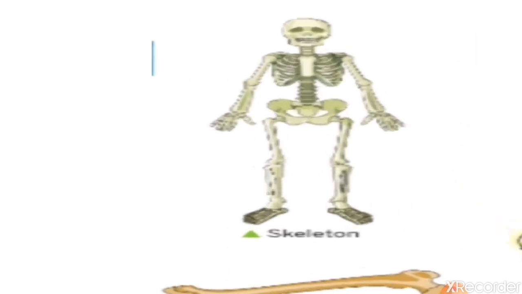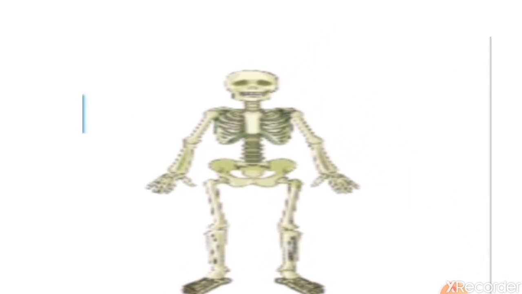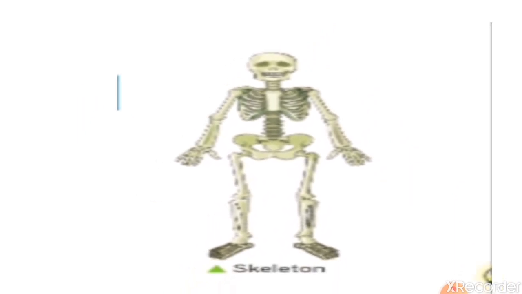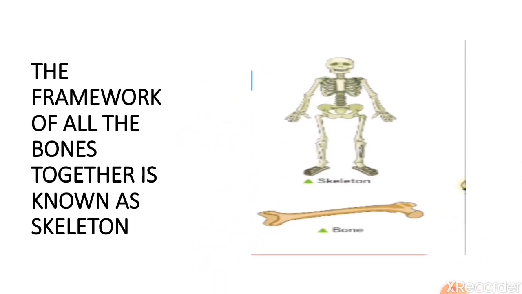In this picture, you can see the skeleton. Here, so many bones are present and they form the body. It gives shape to our body. And this complete framework is called the skeleton. So what is the definition of skeleton? The framework of all the bones together is called the skeleton.